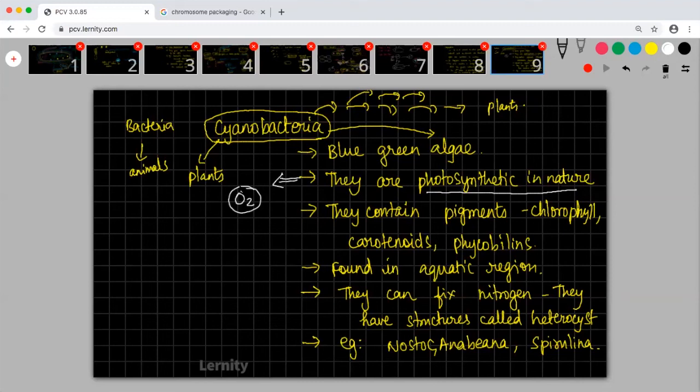What kind of pigments do they contain? Chlorophyll, carotenoids, and phycobilins. They are found mostly in aquatic regions. They can fix nitrogen, and they have structures which we call heterocyst. Examples are nostoc, anabaena, and spirulina. We'll still continue this. Monera is not yet over. In the next class we'll complete Monera.